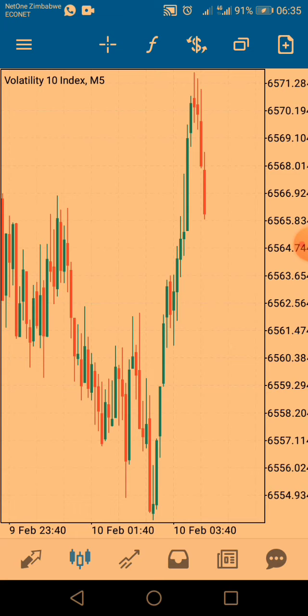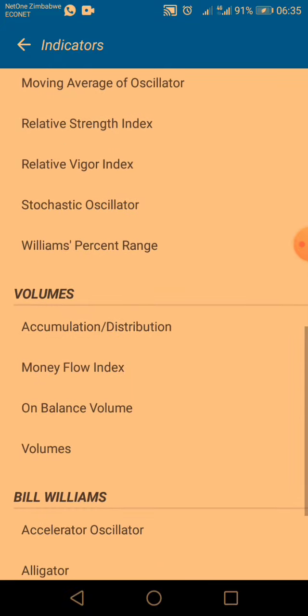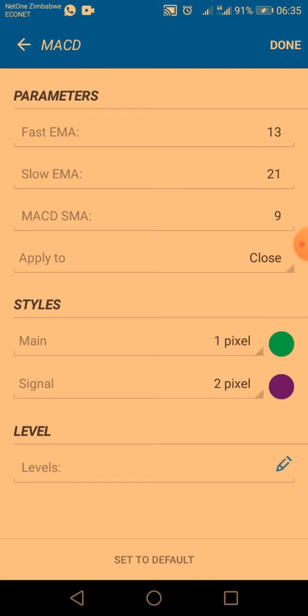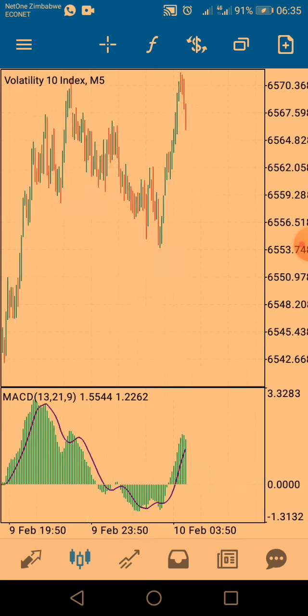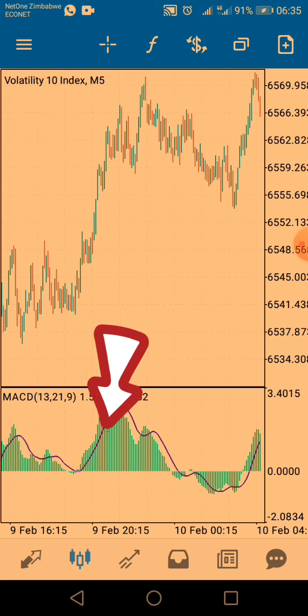Now for you to implement this strategy, you need to add the indicators. First I'm going to add the MACD. I'm going to click on F and go to the MACD indicator. On MACD, I'm just going to leave the default settings and click done. Once I do this, you can see that I have a MACD indicator right below my screen.